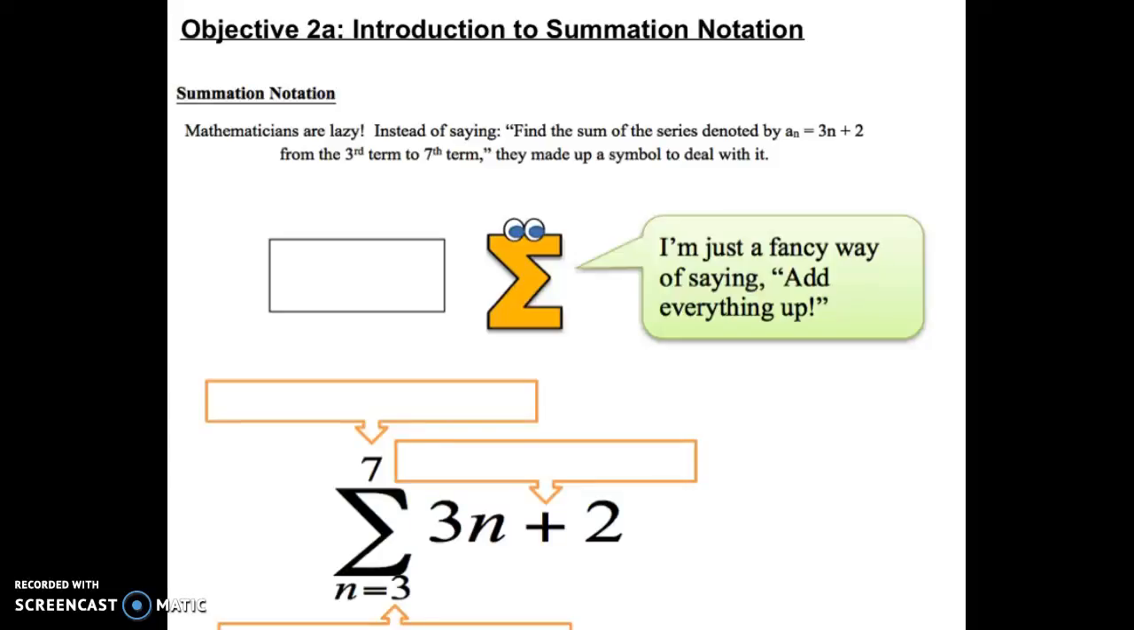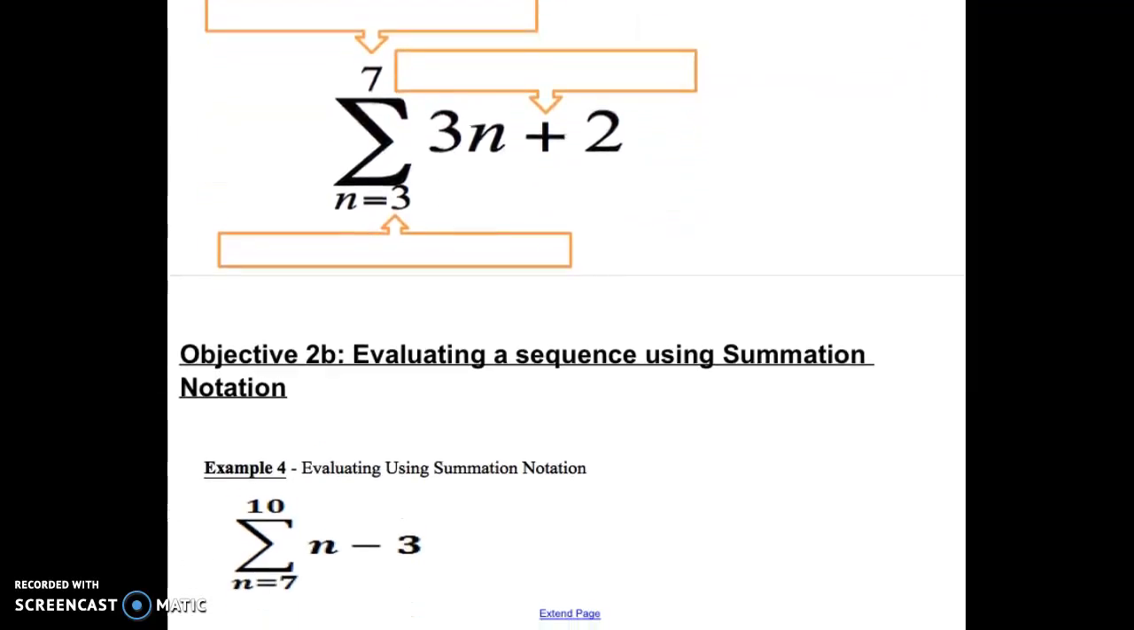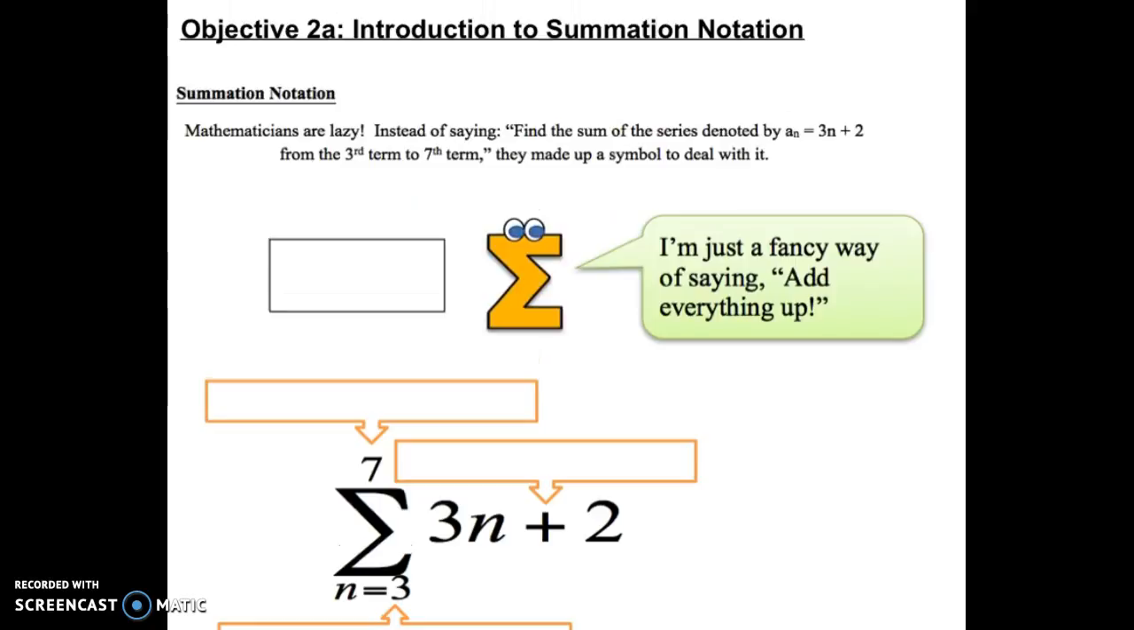Objective 2A, Introduction to Summation Notation. So I'm going to discuss summation notation, or what this fancy term is called, sigma. And then I'm also going to go over, in this video, Objective 2B, evaluating a sequence using summation notation. If you remember from the first video you watched in part 3, evaluating a sequence just means find the sum. And so if we're going to find the sum, we're going to reference both of our sum formulas, arithmetic and geometric. Alright, so to begin, summation notation.